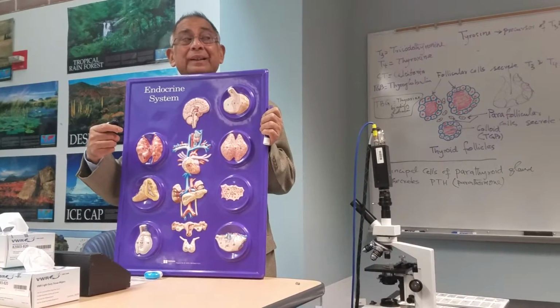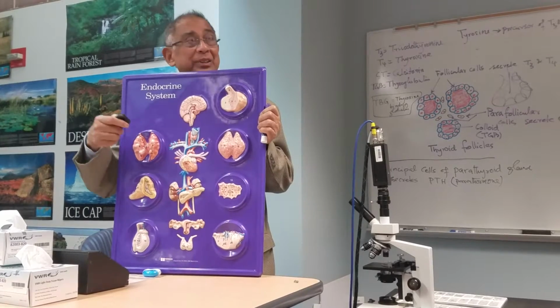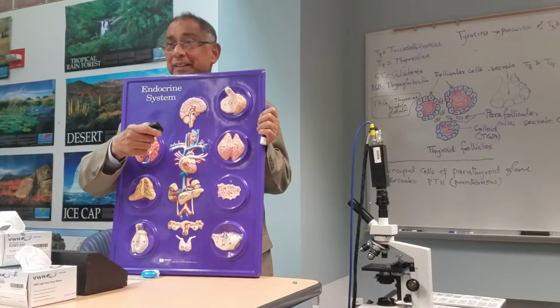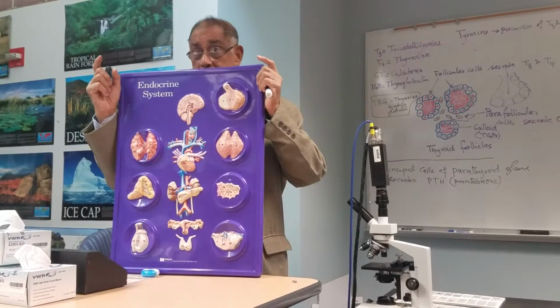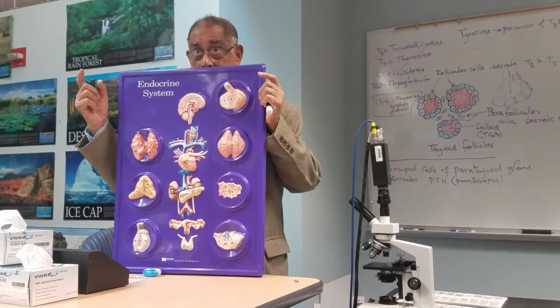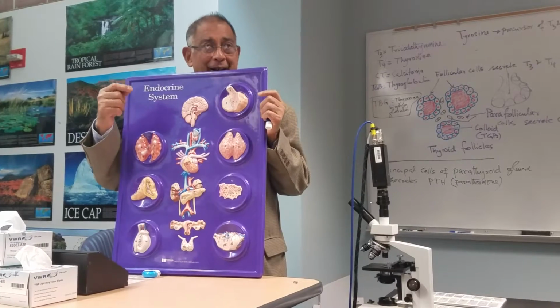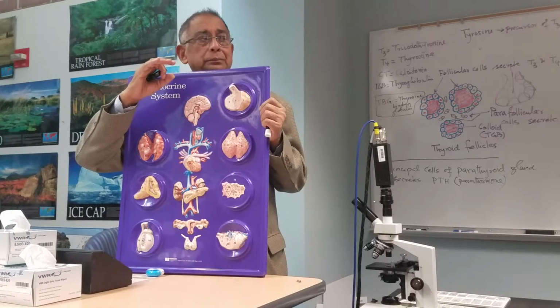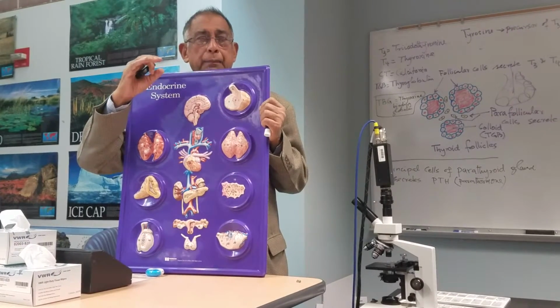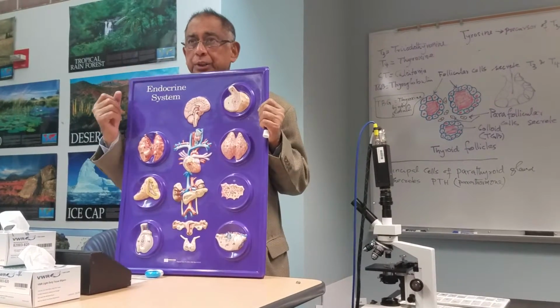But there is a master of master. Who is the master of master? The hypothalamus. I'm quoting. It's not written anywhere in the book. I just tell my students in order to appreciate their functions. Okay?